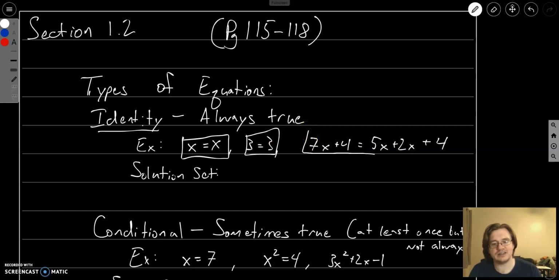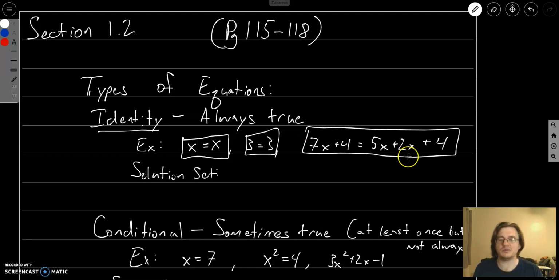The last equation that I have written here is again maybe a little bit more complicated, but if we simplify both sides, we will eventually see that this is an identity. I want to point out that it's not always clear what is an identity and what isn't until you simplify it. When you simplify it, you make it something that looks like either of these two things.